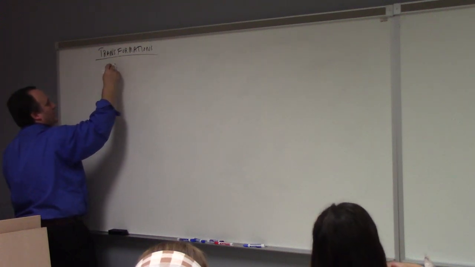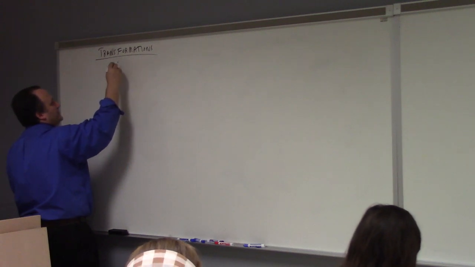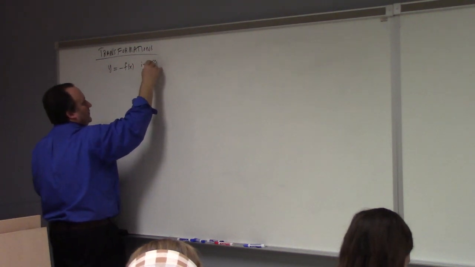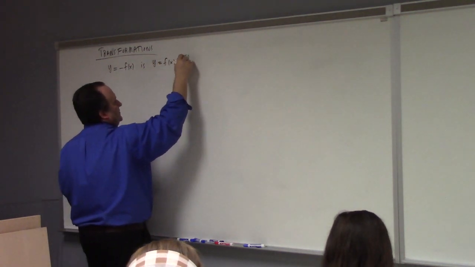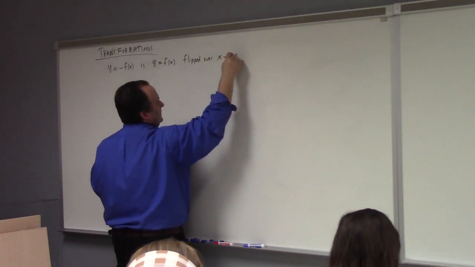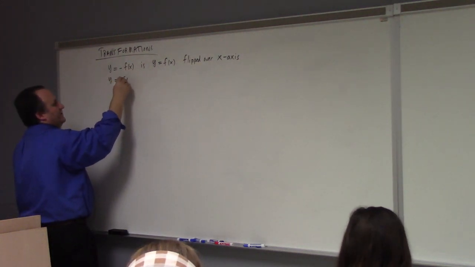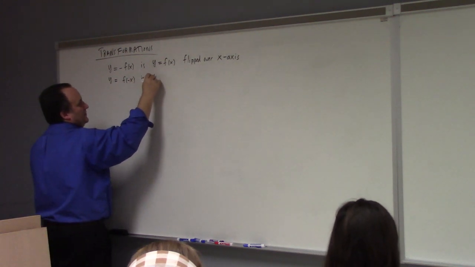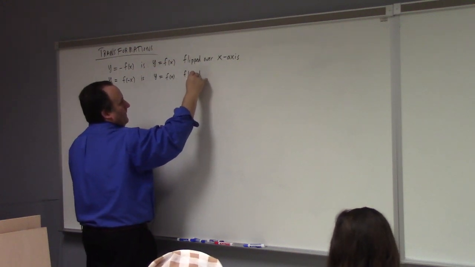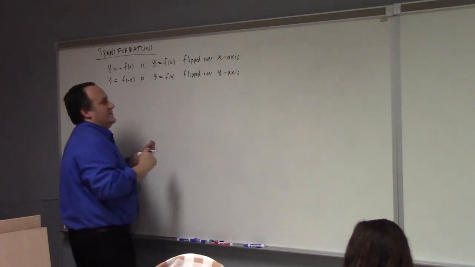If, rather, y equals minus f of x is y equals f of x flipped over the x-axis. Y equals f of minus x is y equals f of x flipped over the y-axis. And if you don't want to say flipped, you could also say reflected.